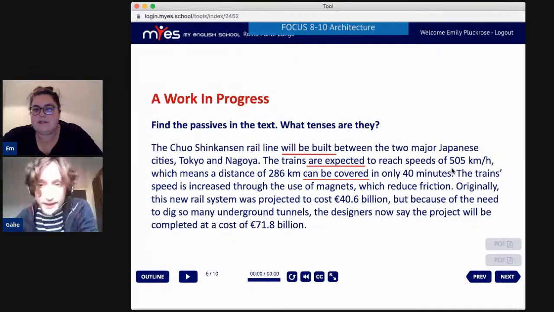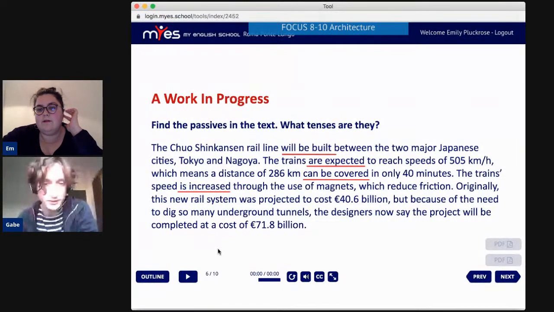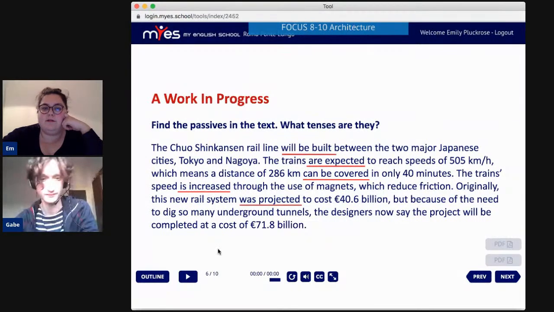The train speed is increased. Yes. Well done, Elisa. Is increased. What's that? And then we have was projected. Yeah, great. Good. Is increased, yeah. Present simple. Yeah. Good, Luigi. Elisa said was projected, yeah.